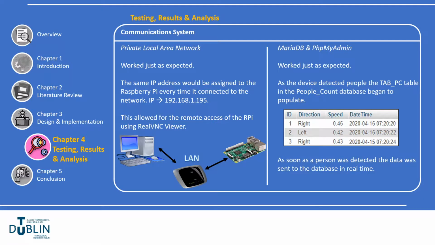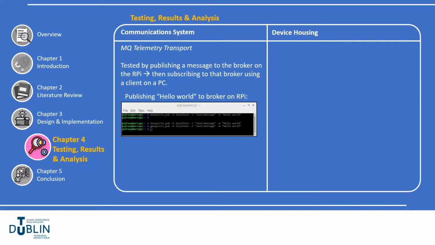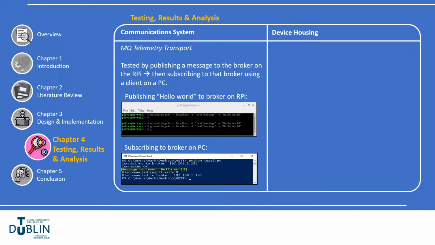As the device detected people, the tab_pc table in the people count database began to populate as shown in the image. As soon as a person was detected, the data was sent to the database and displayed in real time. MQ Telemetry Transport. This was tested by publishing a message to the broker on the Raspberry Pi and then subscribing to that broker using a client on a PC. This image shows the publishing of the text Hello World to the broker on the Raspberry Pi. This image shows the text Hello World being received within a client on the PC.